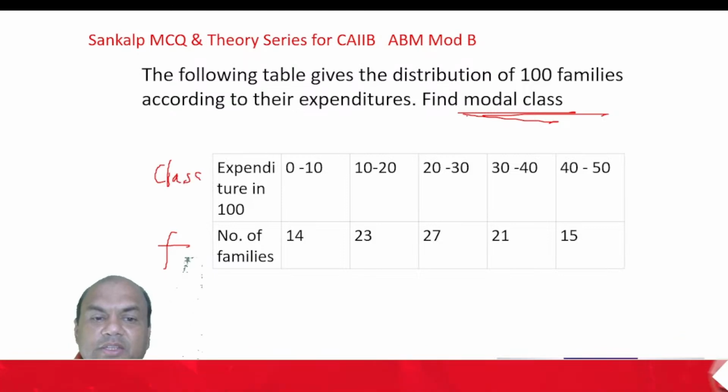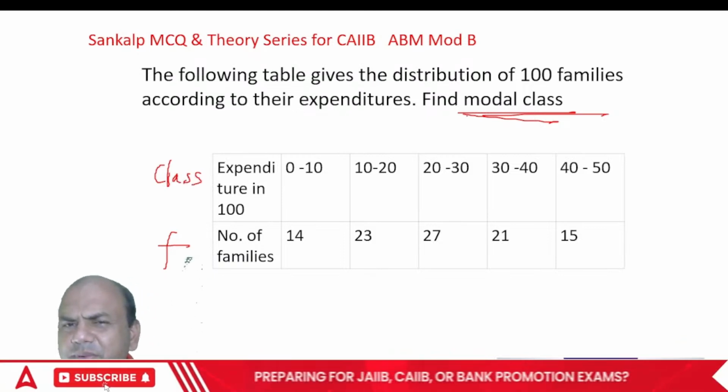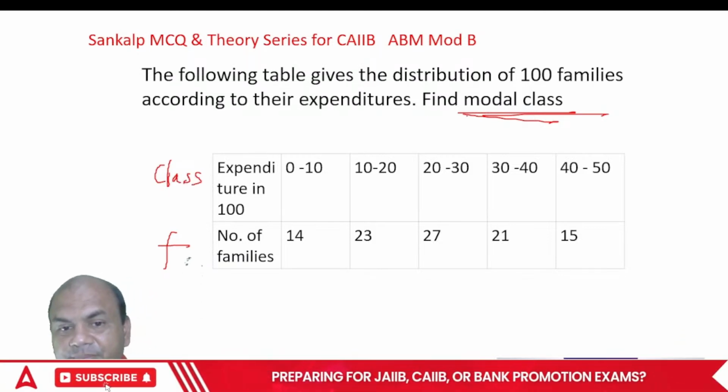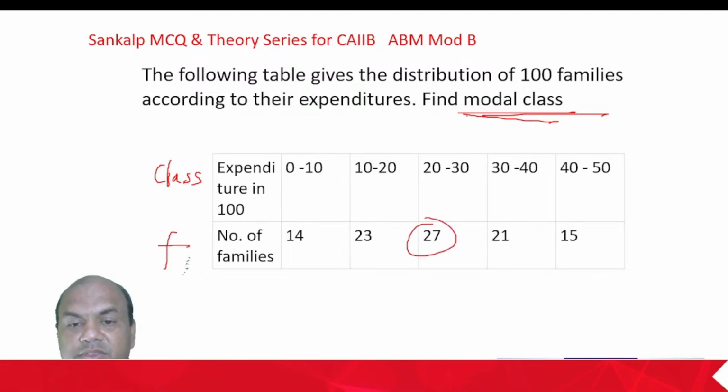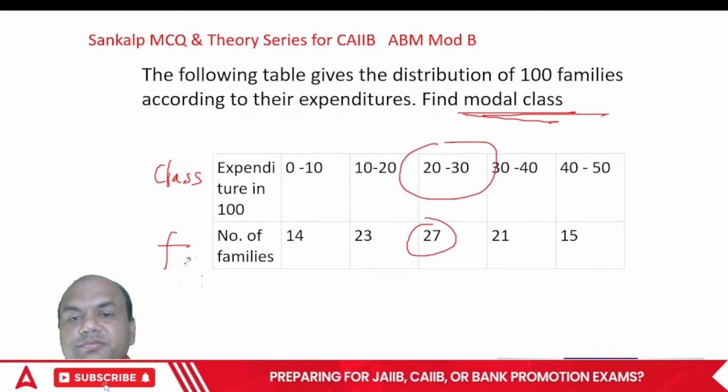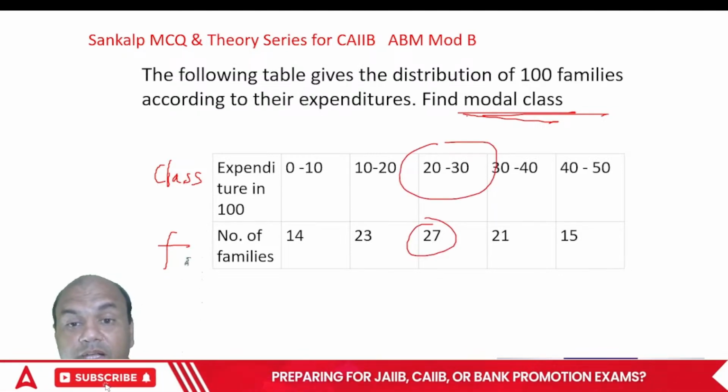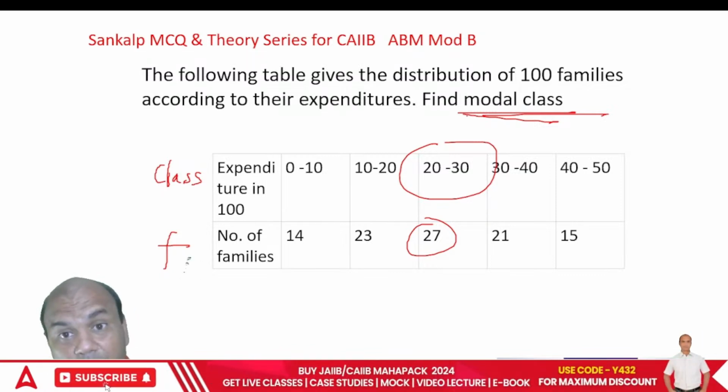Because for this class you have a class mark. That's a separate part. We'll do this someday else. So which is the modal class over here? Highest frequency 27. So which is the modal class? This. Now if you want to find the mode of this, there is a separate formula. That's a big formula.